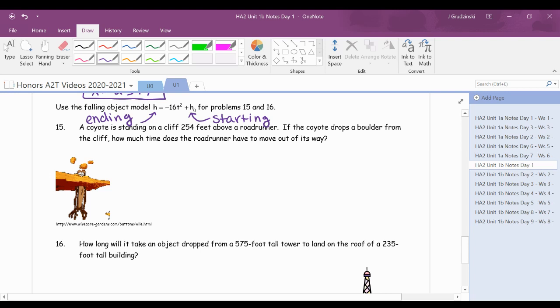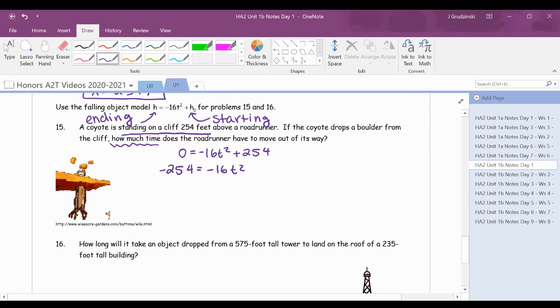So it tells us a coyote is standing on a cliff 254 feet above a roadrunner. If the coyote drops a boulder from the cliff, how much time does the roadrunner have to move out of its way? So in this case, the ending height would be 0 because we want to know when it's going to hit the road. And we're trying to solve for T, right? Because it's asking how much time. And the starting height is where the coyote is at 254 feet. So then to solve for T, we can subtract 254 from both sides. So negative 254 equals negative 16 T squared.